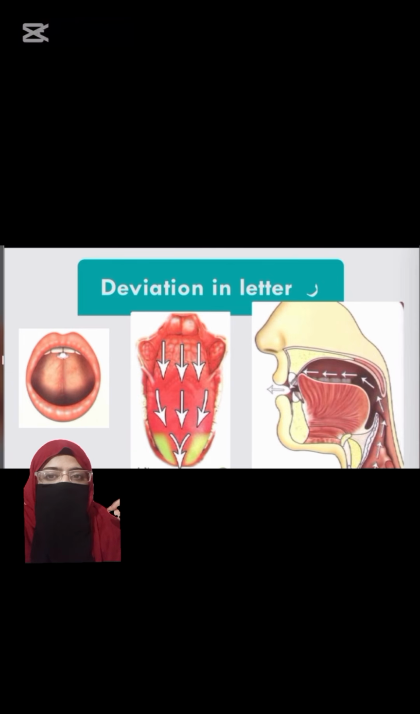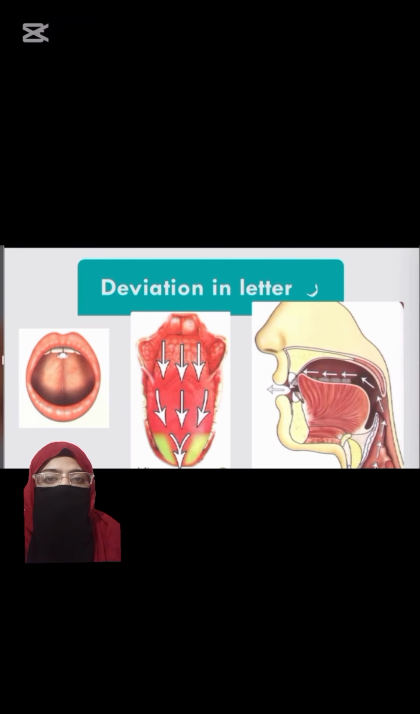Like the Raa sound has a pathway and allows it to deviate from the tongue's normal path. This deviation is the characteristic known as Al-Inhirāf, where the sound runs toward the throat side.